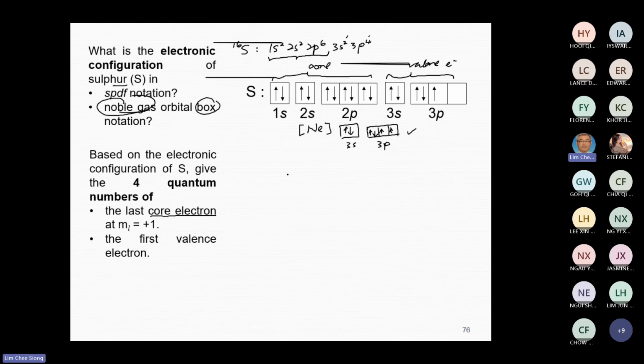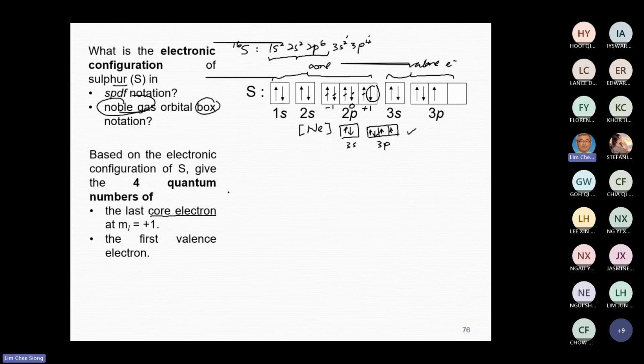It's stated there the last core electron at ml equal to +1. +1 means what? It refers to 2p. This is 0. This is -1. This is +1. Okay. Then which electron does it refer to? Then you say, hey, Mr. Lim, how do I know the electron will be? This is the first electron allocated. 1, 2, 3, 4, 5. Last one, this one. This one is allocated.